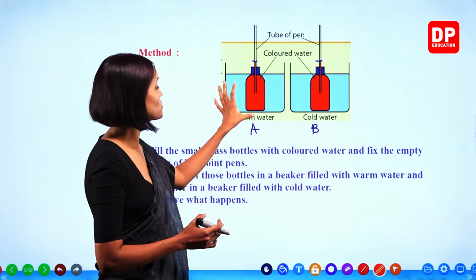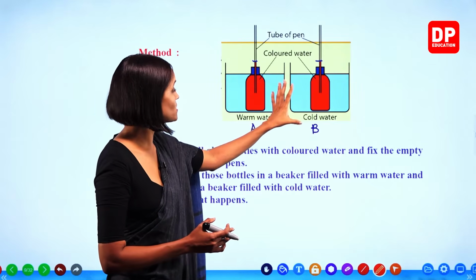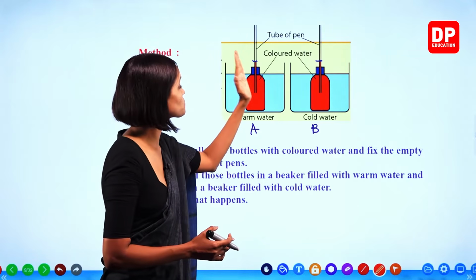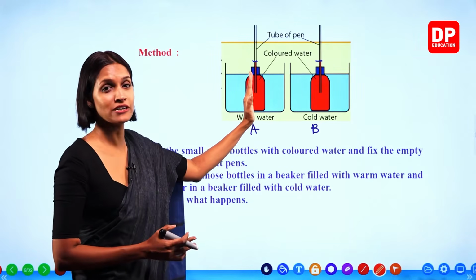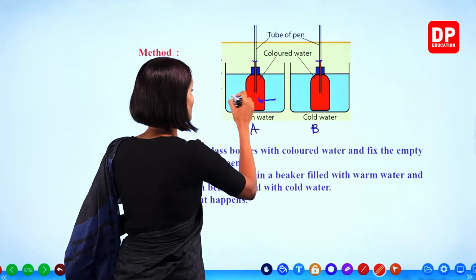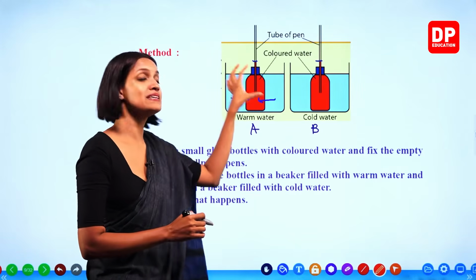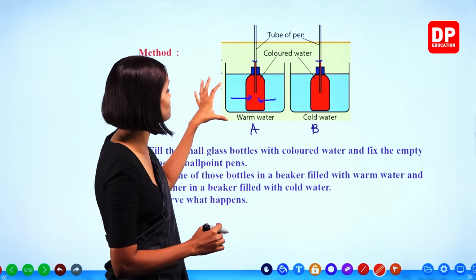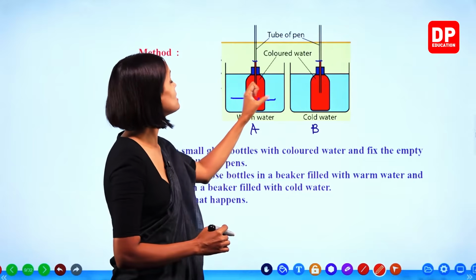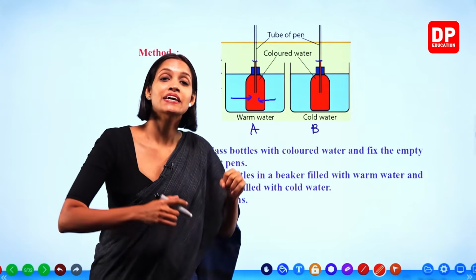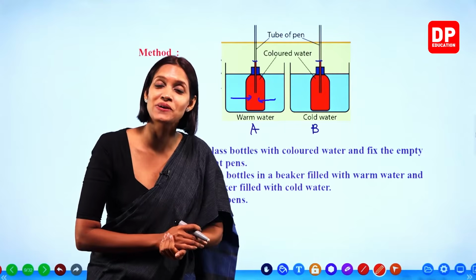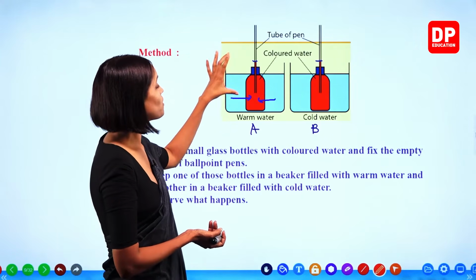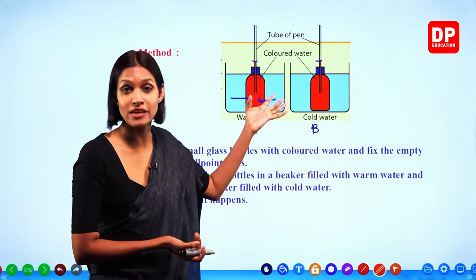What happens? The temperature of the warm water is higher than that of the colored water. So the heat travels from where it is higher to lower. Right? Heat travels from where it is higher to lower, which means this colored water absorbs heat. Right, children? Colored water absorbs heat. When the colored water absorbs heat, what happens? Its volume increases, and this is known as expansion. So by absorbing heat, the volume of the colored water increases, so it expands.